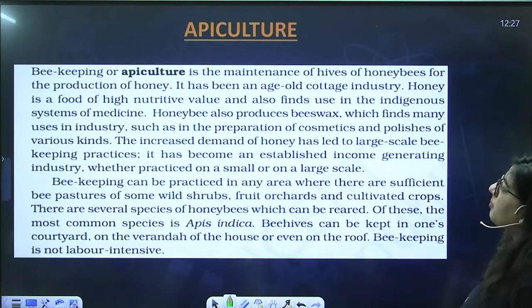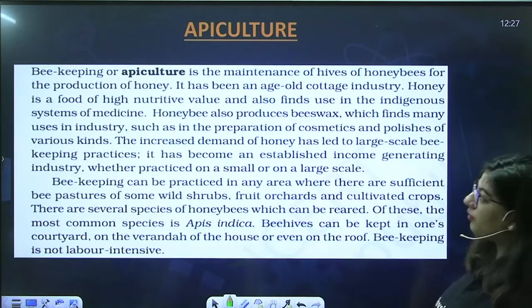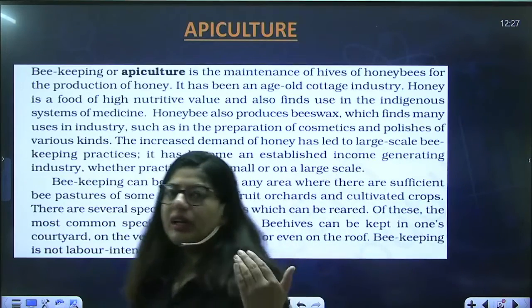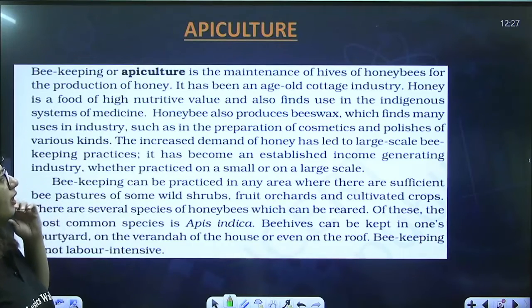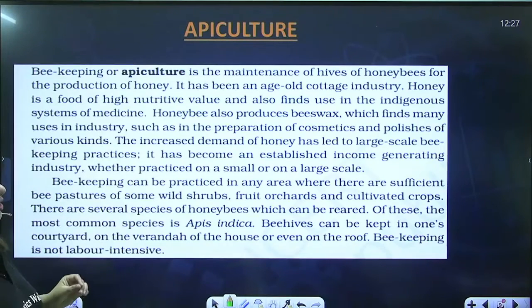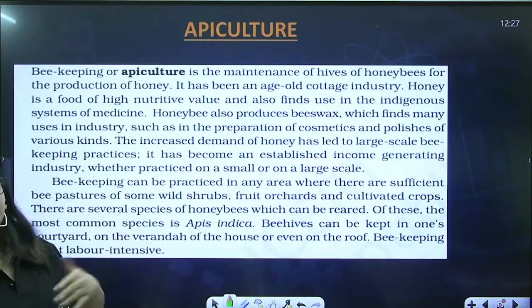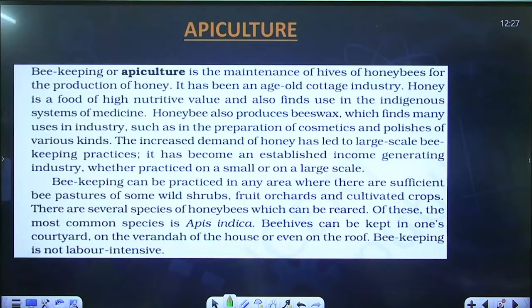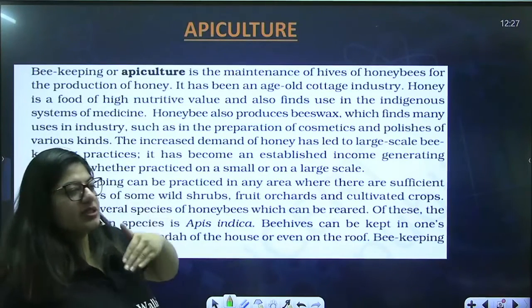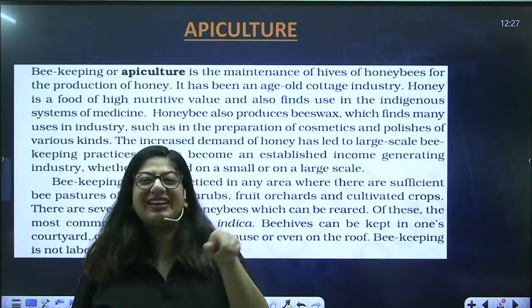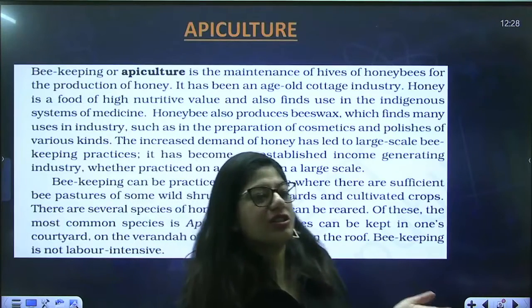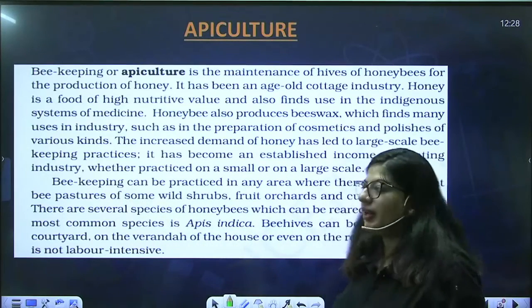Beekeeping or apiculture is the maintenance of hives of honeybee for the production of honey. So what we do, we rear honeybee, and in the beehive we maintain them and we take out the honey from them. It has been an age-old cottage industry. So we are doing this from time immemorial. Honey is a food of high nutritive value and also finds use in the indigenous system of medicine. Because honey has high nutrition, it's rich in vitamin B, and that's why it's used in indigenous medicine. Indigenous medicine means local medicine, like Ayurveda.